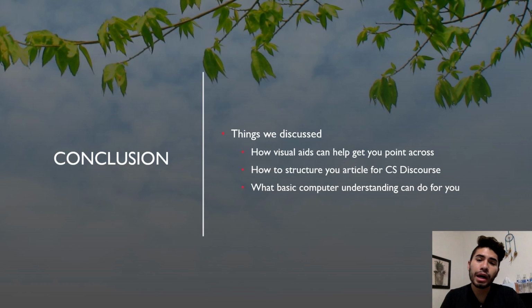Lastly, we talked about how basic computer knowledge can help you better help the reader understand what you are trying to get across or talk about. Especially if you're trying to write in the CS discourse, you need to know what you are talking about as far as computers go, or as far as code and algorithms go, or else the reader's going to get lost very fast.